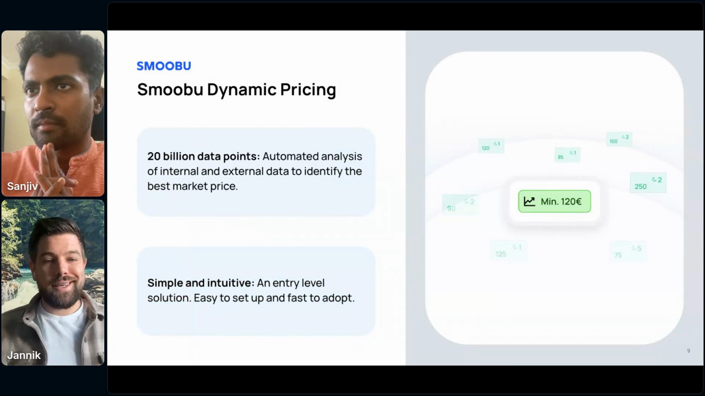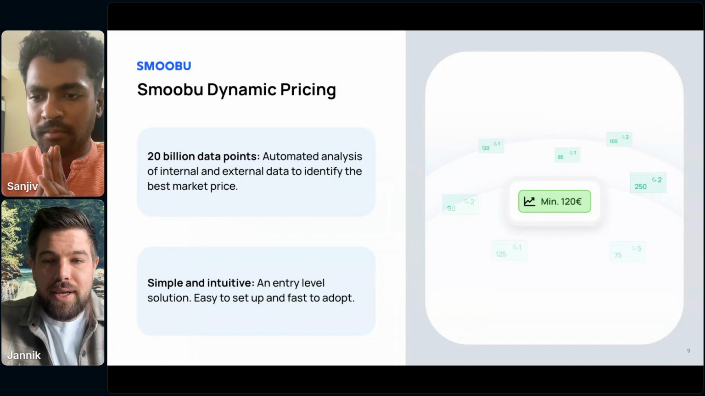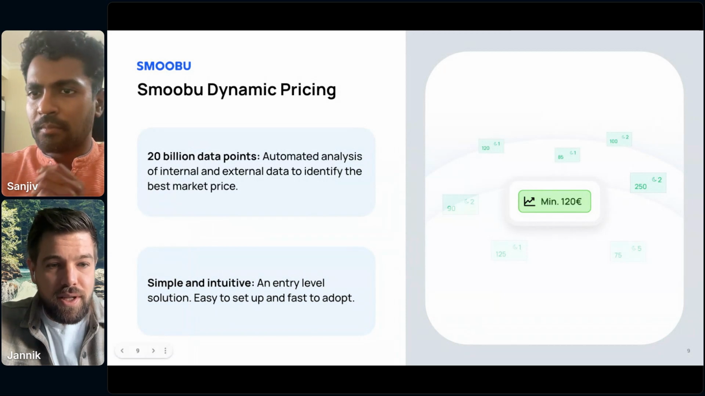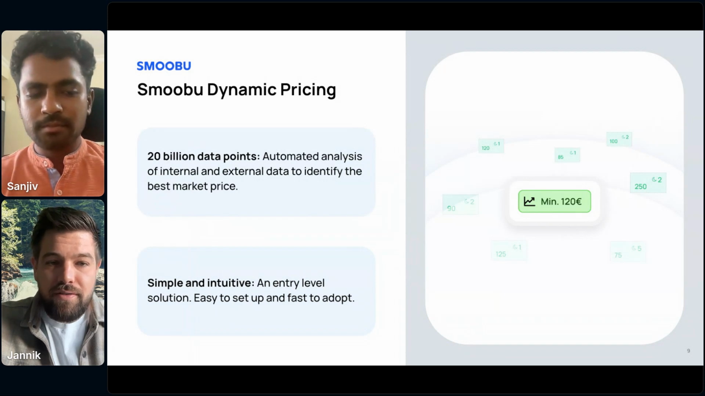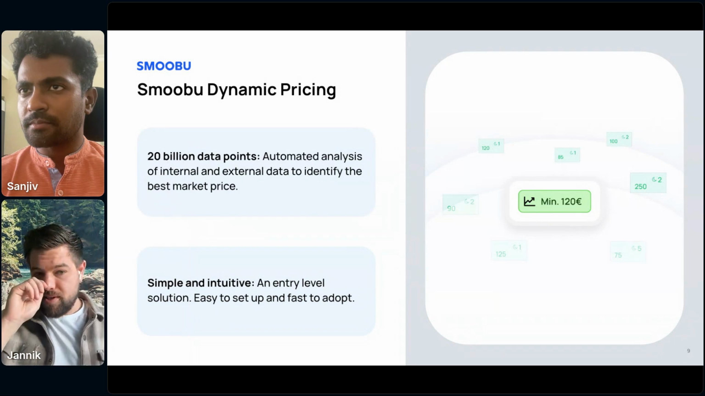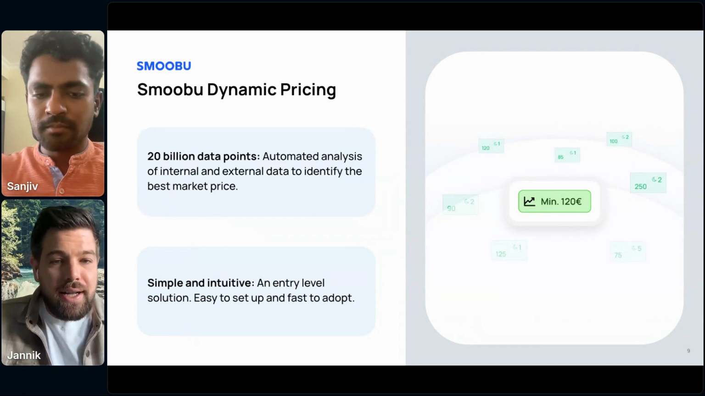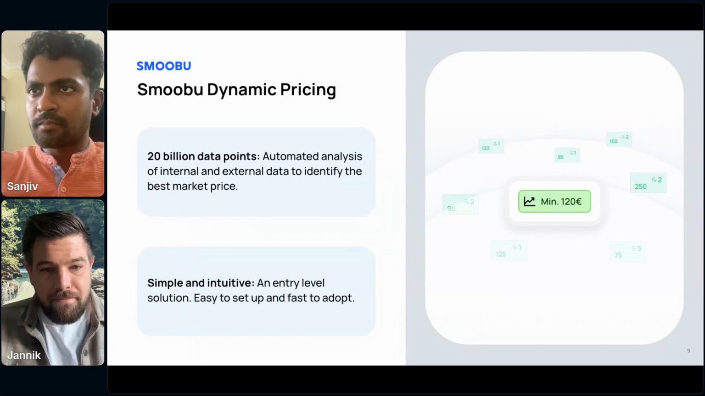So Smoobu Dynamic Pricing has an underlying model that runs on data that we internally have on the Smoobu platform from our hosts that we can analyze, but also we're getting external data as well to basically have a bigger model that we can run and optimize prices on. So we have around 2 billion data points that are being analyzed all the time to achieve the best possible prices in the areas we offer, so more or less around the globe. And that means there is an automated analysis of those data points to assess the best market prices.